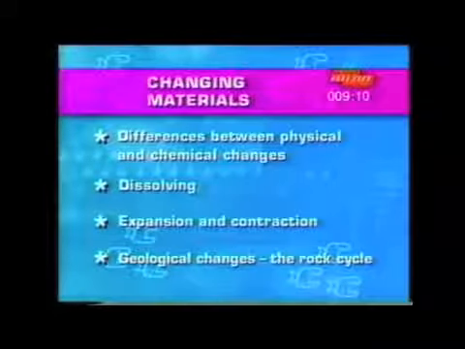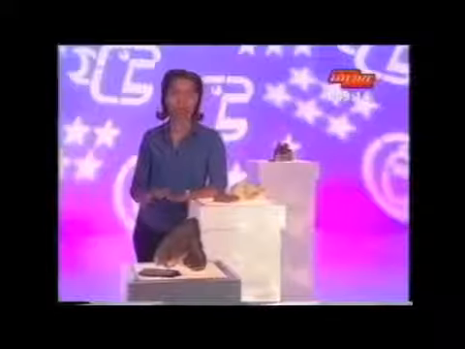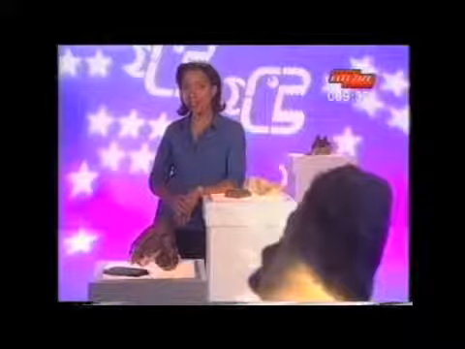We are now going to take a closer look at changes that happen over millions of years. Besides physical and chemical changes to materials, there are also geological changes. Geological changes happen over millions of years, and we can summarise these changes in the rock cycle. The rest of this unit is going to look at the rock cycle and examples of the 3 types of rock that you need to know.